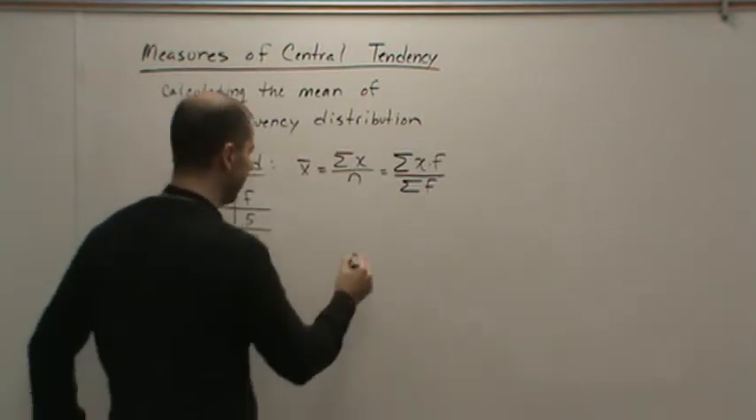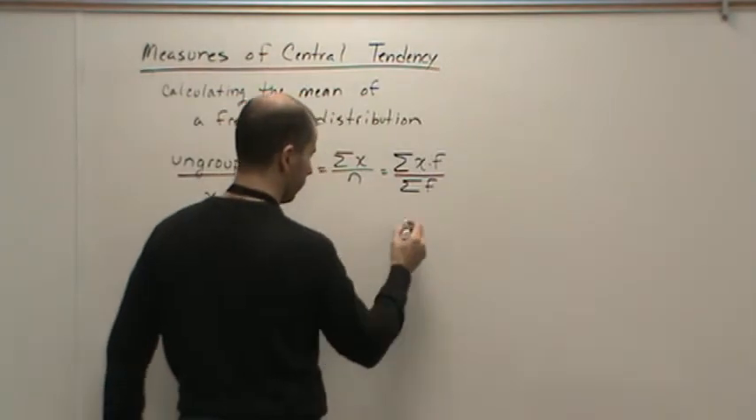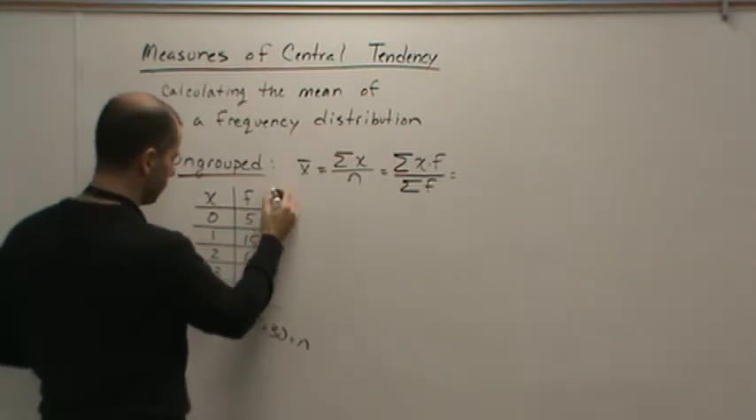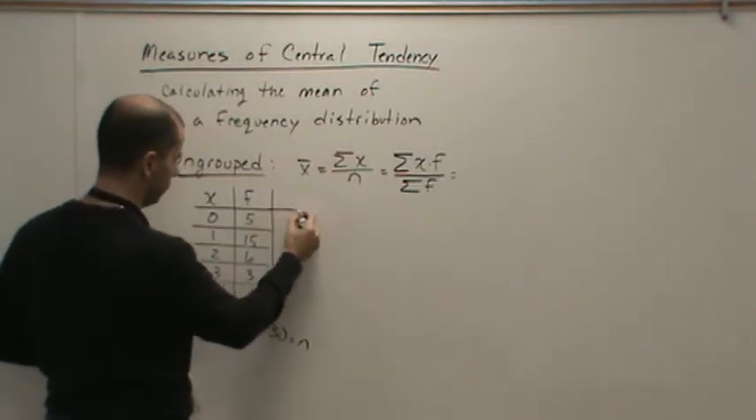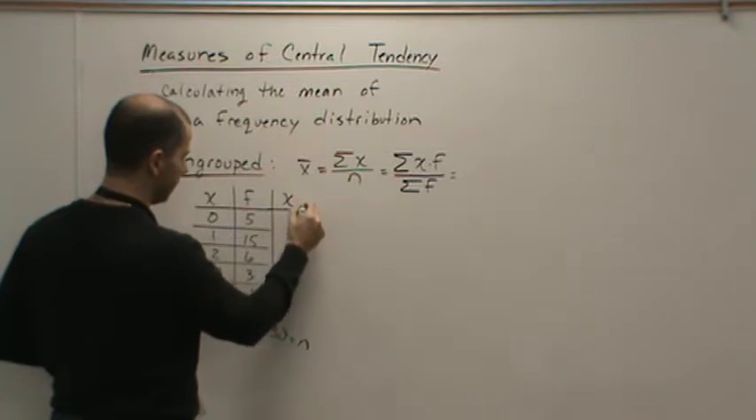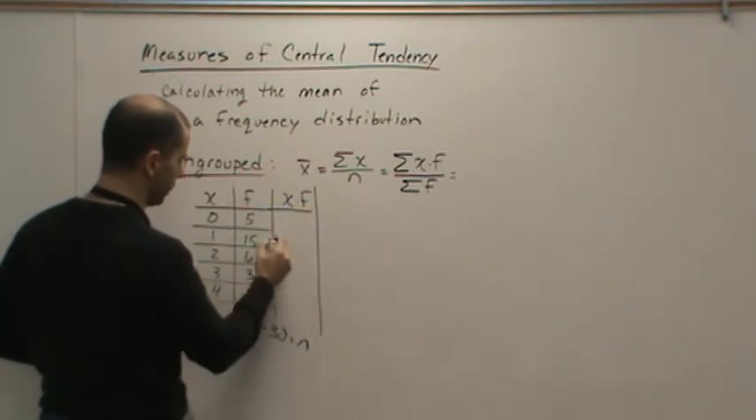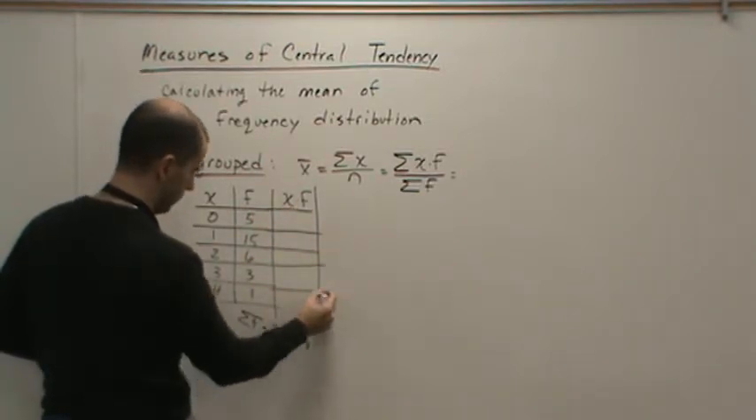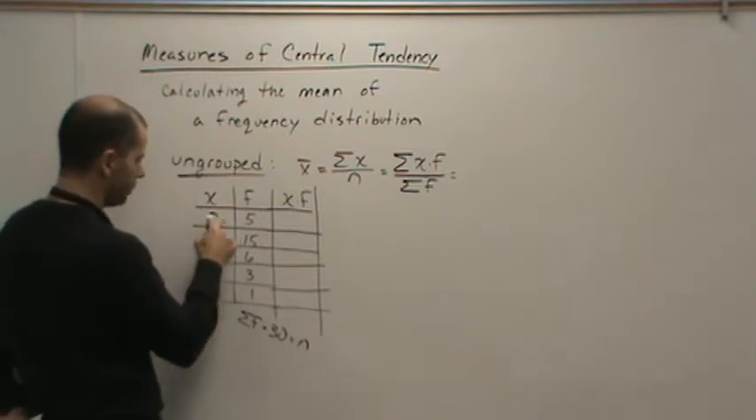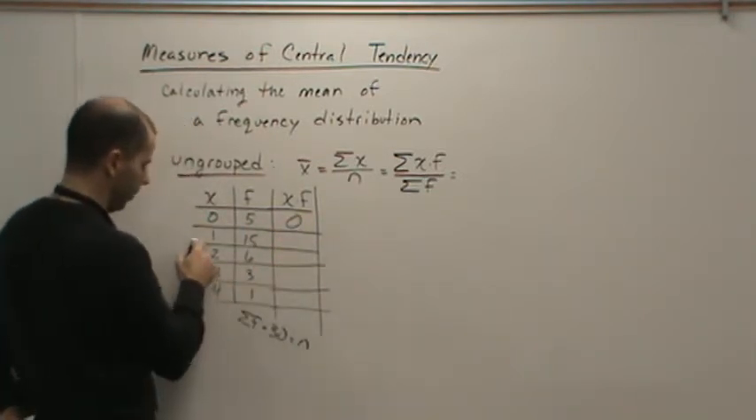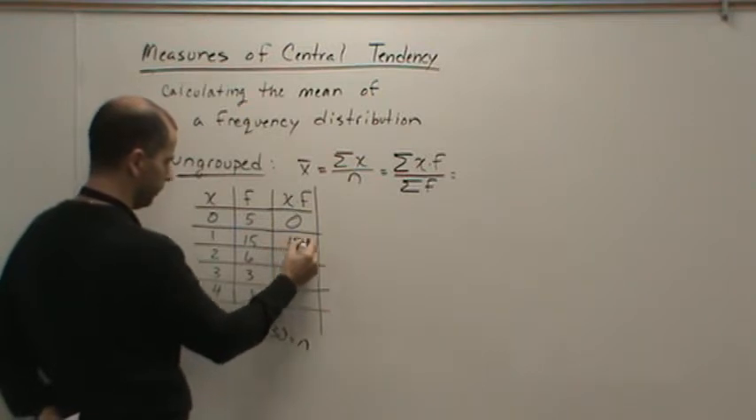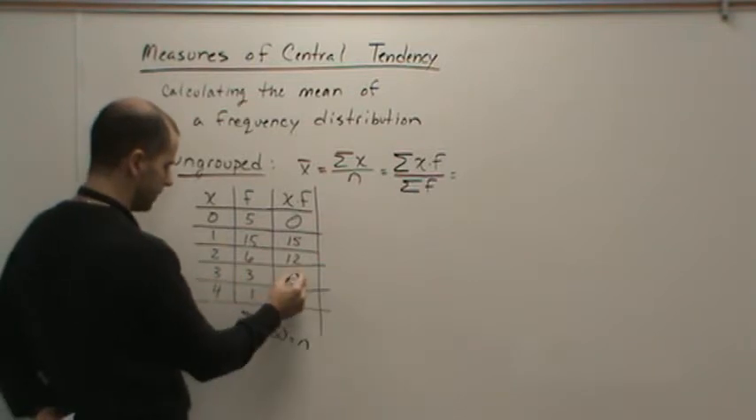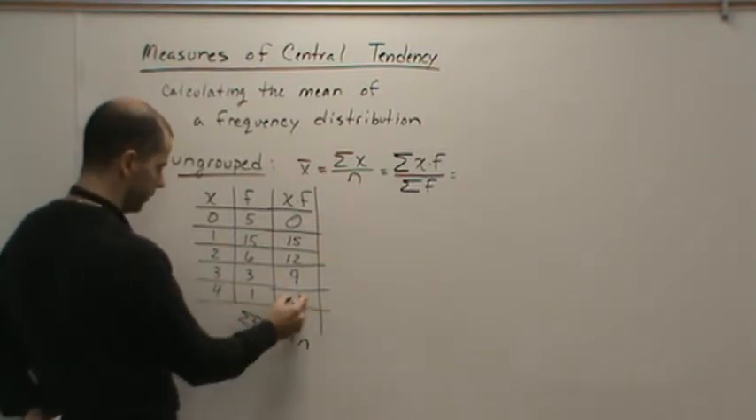So in this example here, I'm going to multiply across. So here's what I'm going to do. I'm going to extend the table. So I'm going to take my next column and I'm going to find all of the products of x times f. Okay? So 0 times 5 is 0. 1 times 15 is 15. 2 times 6 is 12. 3 times 3 is 9. And 4 times 1 is 4.